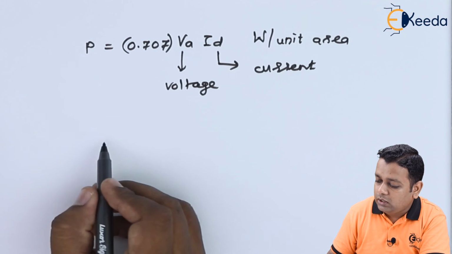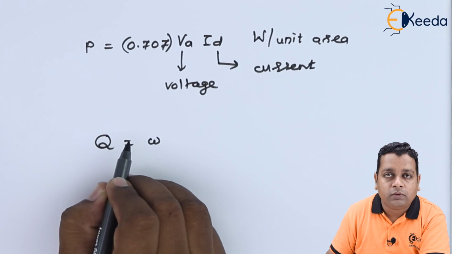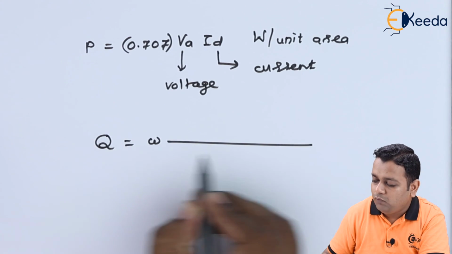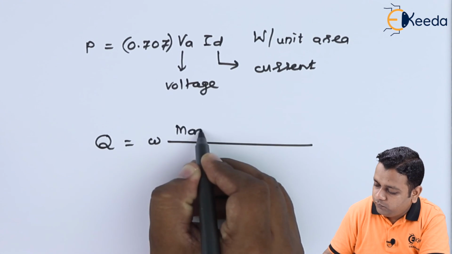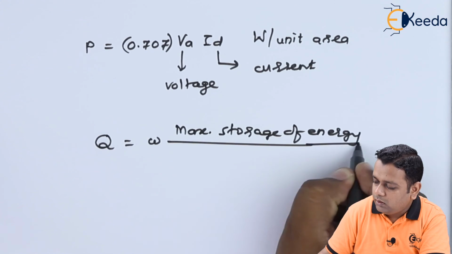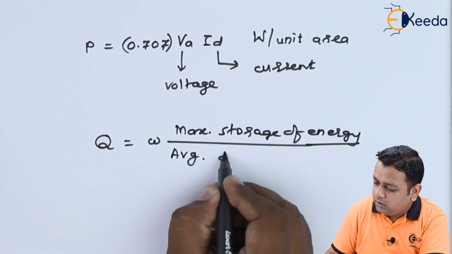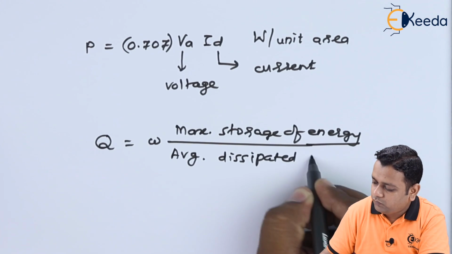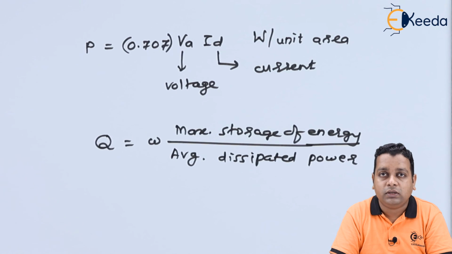And finally, we can express the quality factor of the device as omega, the angular frequency, multiplied by the ratio where the numerator represents the maximum storage of energy and the denominator represents the average dissipated power. I hope these formulae and the device operation have made the importance of the Read diode in the family of avalanche transit time devices very clear.